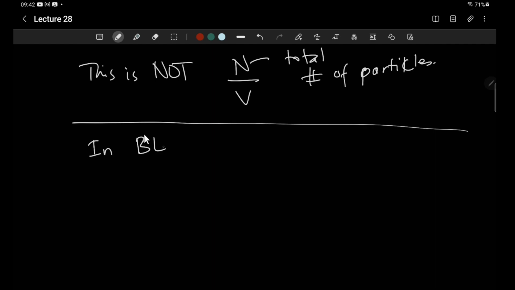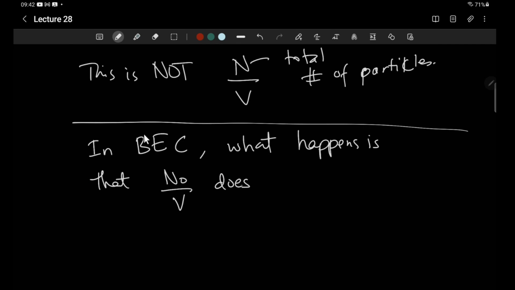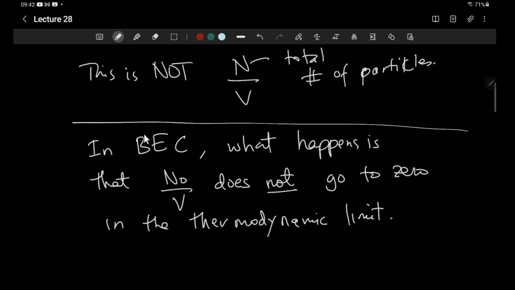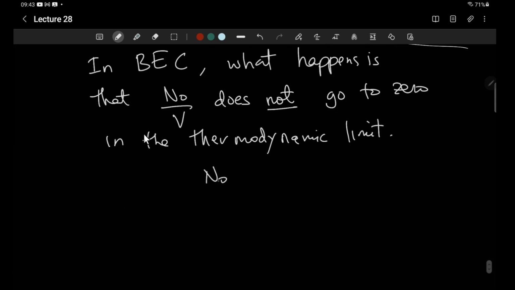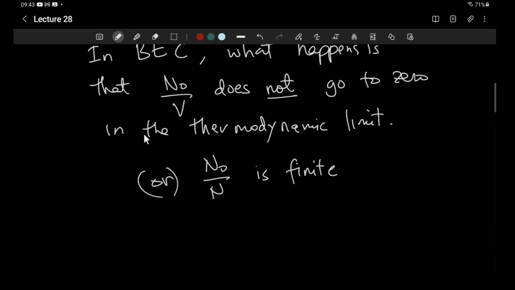Okay, but in BEC, what happens is that, okay, so that means a significant non-trivial fraction. Another way of saying it is that n0 by N is finite, because we know that when we take N to infinity, V to infinity, the number density will be constant, right? That's the thermodynamic limit. Both are extensive variables, but n0 is not supposed to be extensive. So this is what is happening. So this is very counterintuitive.